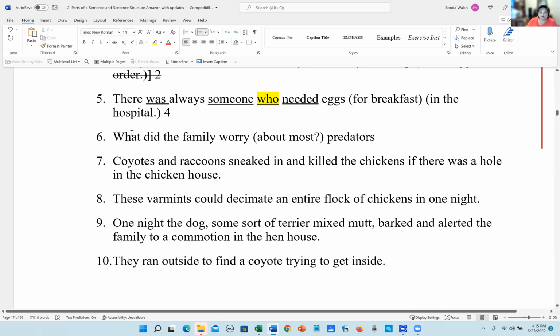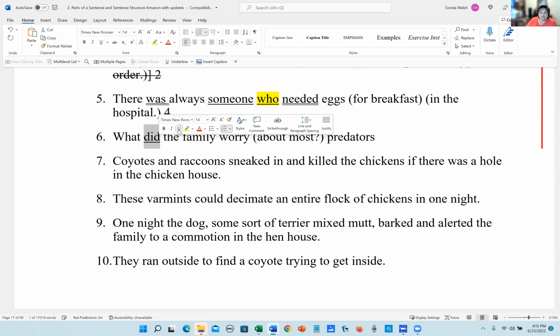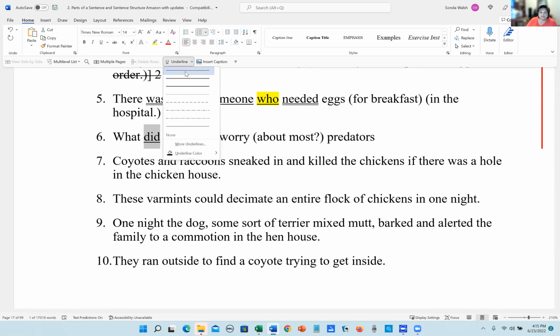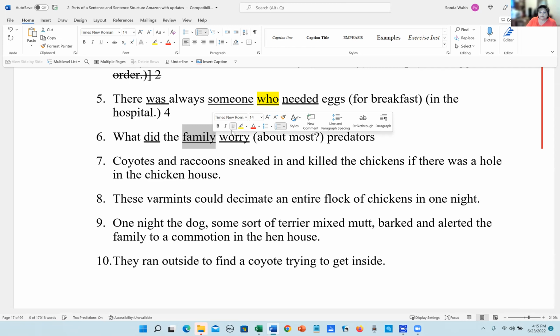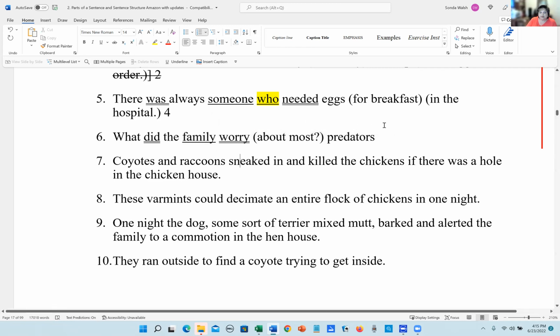And what is the verb? Did. Did worry. Worry is a verb. So we have 2. Okay, now then, we ask ourselves the question, who did worry? What did worry? Well, who, when we ask that, it's the family. So family is our subject. So we have 3 in this one.